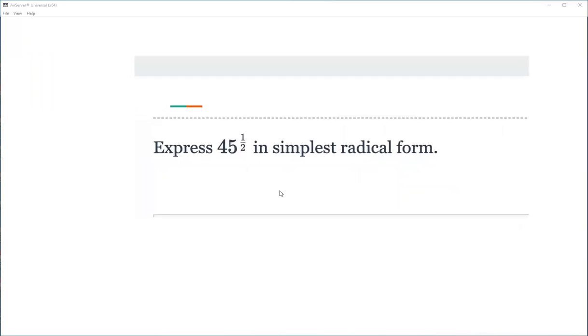Express this in simplest radical form. The 1/2 power means that the 1 stays with the 45, and the 2 goes to the square root. Remember, there's an invisible 2 right here. So you just pretty much simplify the square root of 45. You split this up to 9 and 5. You split this up into 3 and 3. There's 2 3s right here, right? This is the prime factorization method. So you take out the 3 because you have a pair, and then it'd be 3 radical 5. Okay.